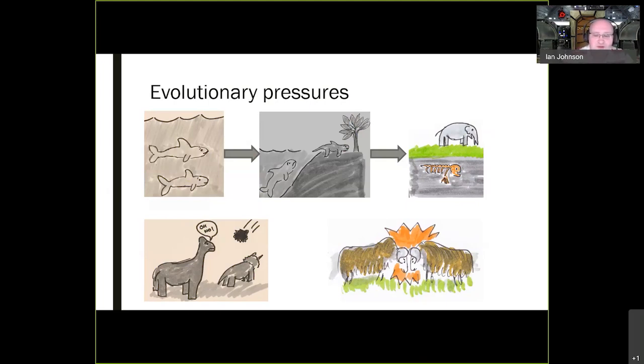So we can see in the top row, we can see that happening. We can see things happily swimming in the sea. But over time, that sea is vanishing. The continents are moving together. The inland sea is draining. And anything that's left in the water is going to die off if it doesn't evolve to move onto the land.